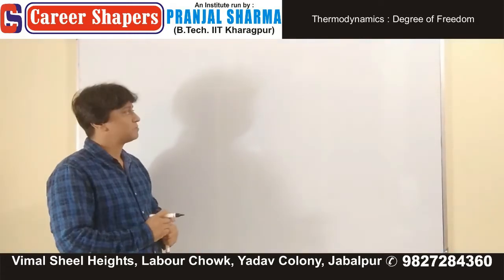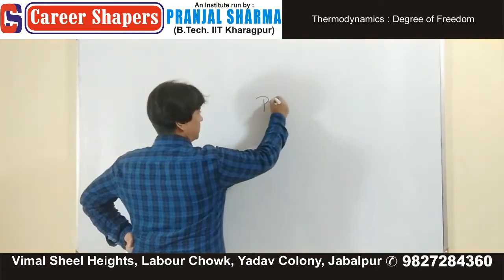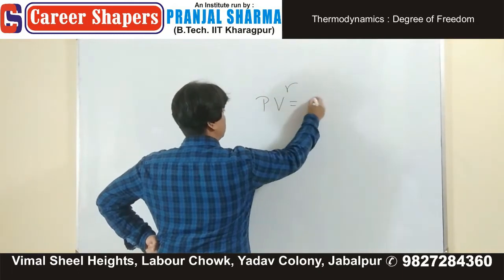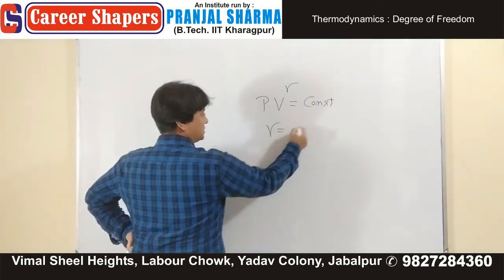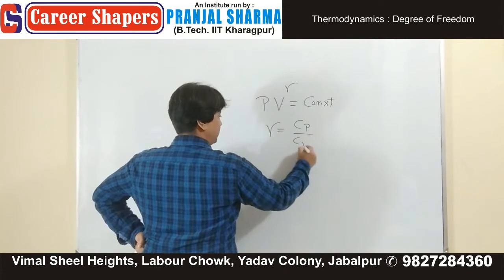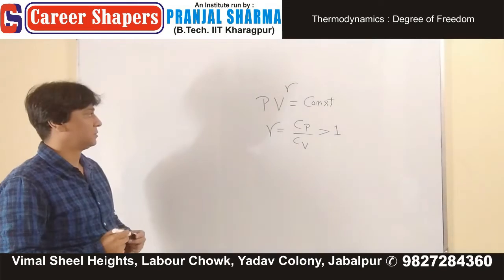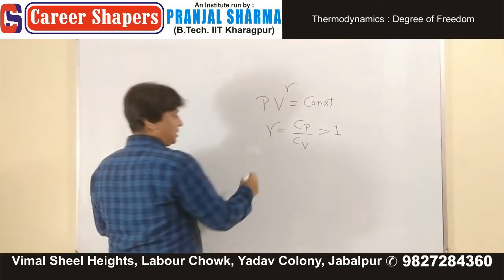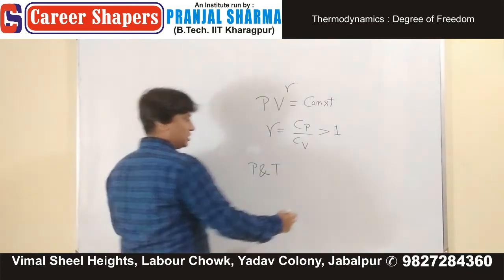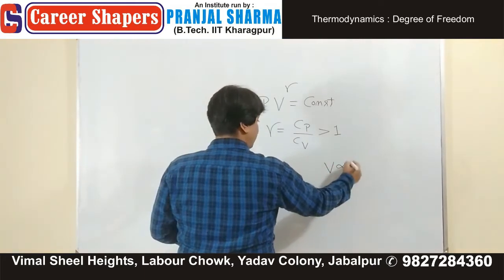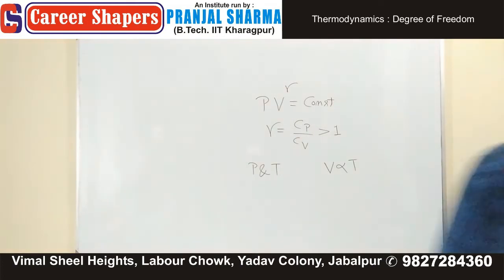We're discussing adiabatic process and we have developed PV gamma constant, where gamma is Cp upon Cv and is always greater than 1. Now get me a relationship between P and temperature and V and temperature for an adiabatic process.